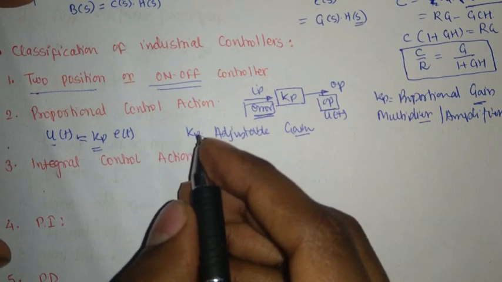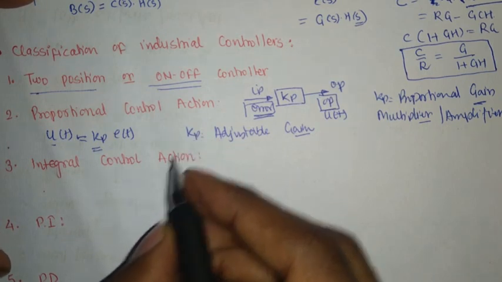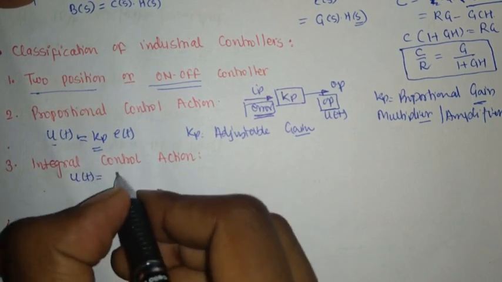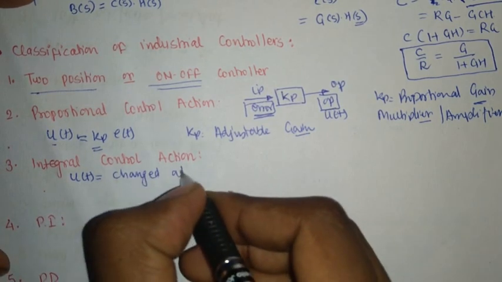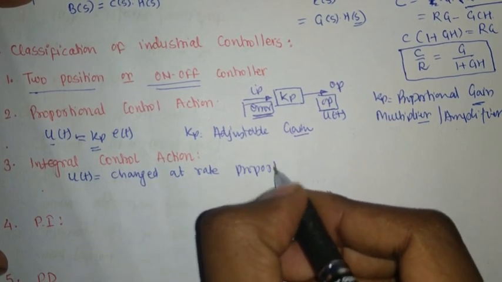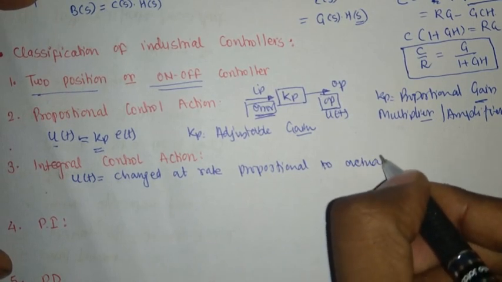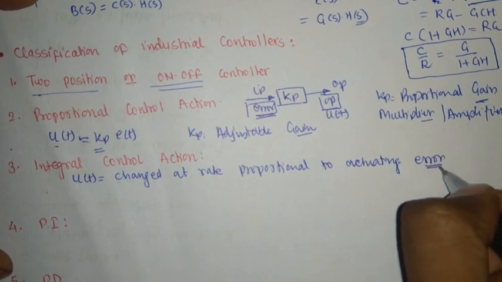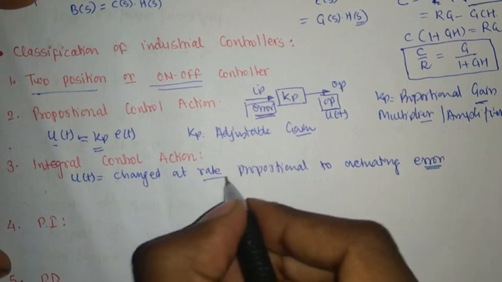As the name suggests, we are going to have an integral relationship between our output and our input. So here basically u(t) is changing at a rate proportional to the actuating error. Now you don't have to get confused between our proportional control and our integral control. It was directly proportional, and here it is proportional to the rate. That is the difference here.